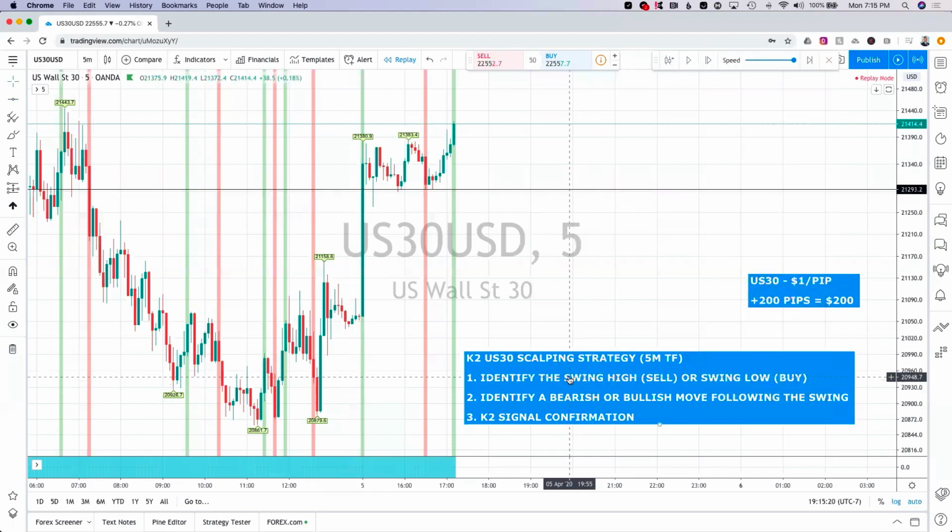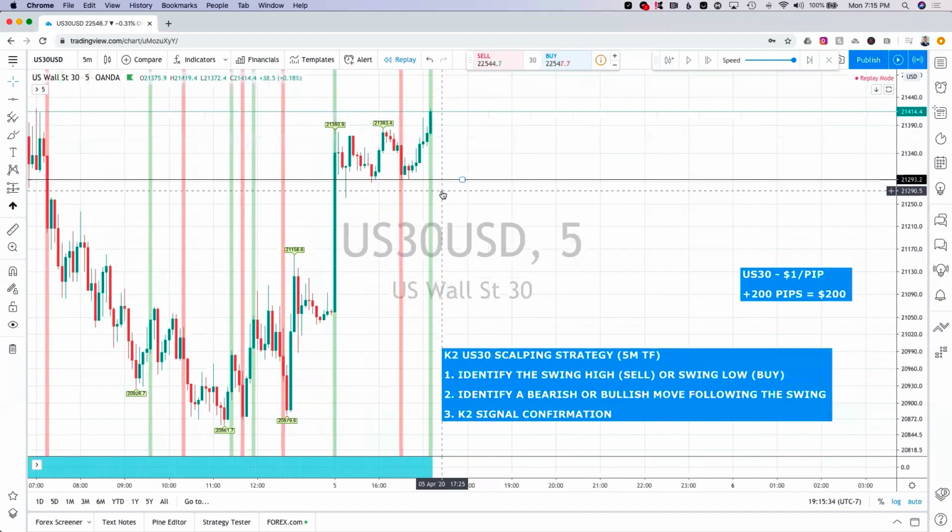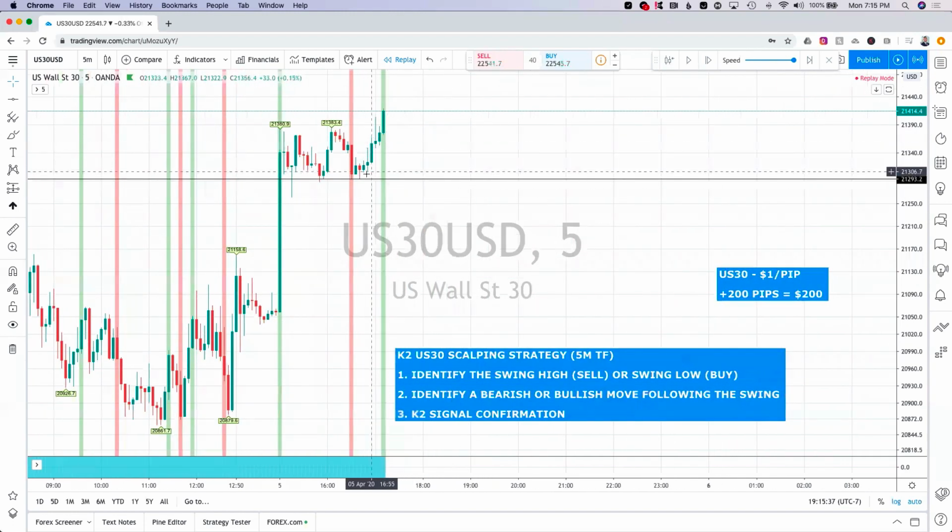And then after that, you want to identify if there's a bullish or bearish move following the swing, depending if you're taking a buy or a sell. And since we're taking a buy here, you want to make sure that there's a strong bullish move following the low. So the low's right here, and then you can see that there's a bunch of bullish candles right here. So this gives you a confirmation of a bullish price action.